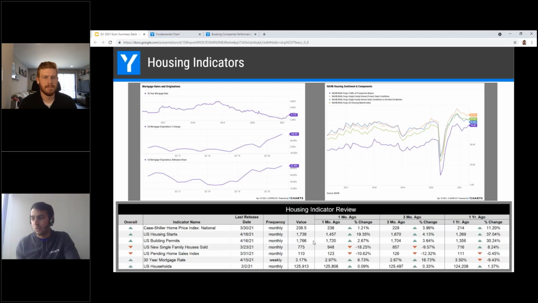Down here below, we just have some of those different indicators that we have available on YCharts and just the trends overall. So you can see things like US new single family houses are kind of dropping off, and you could see those numbers already. However, there's some other metrics on here like housing starts that are increasing. So really interesting time right now with housing in general.